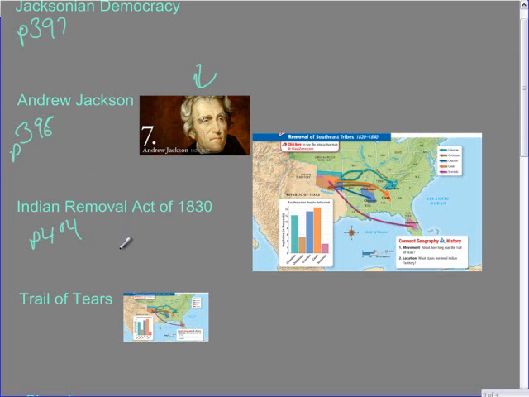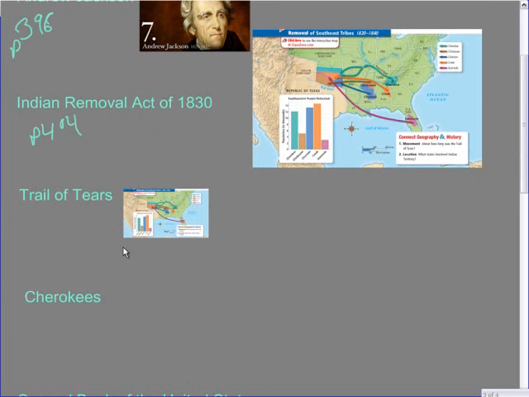The Indian Removal Act affects all of the tribes, but the tribe that we talk about the most are the Cherokees, and the Indian Removal Act leads to the Trail of Tears. Basically, the Trail of Tears is this forced march over hundreds or thousands of miles from their native land all the way to the Indian Territory. 25% of them die.